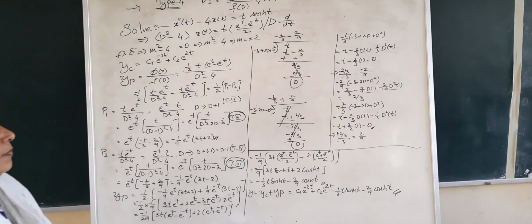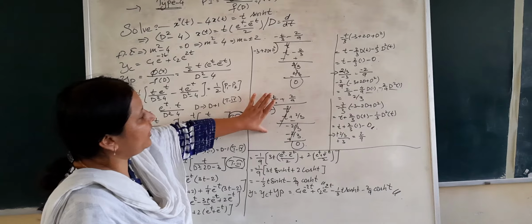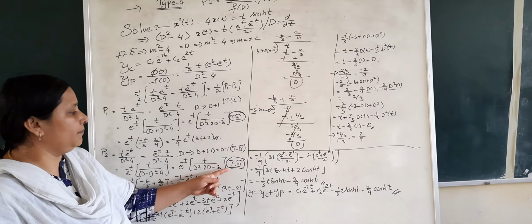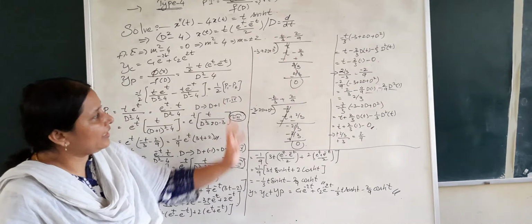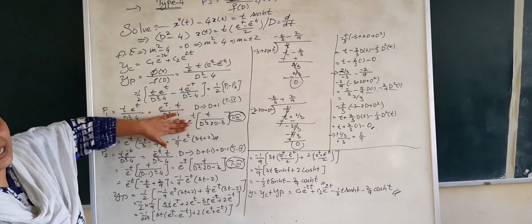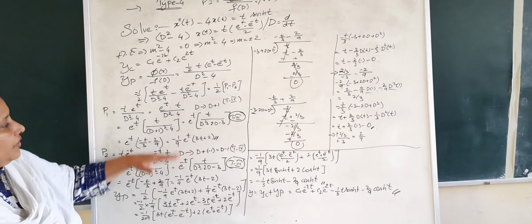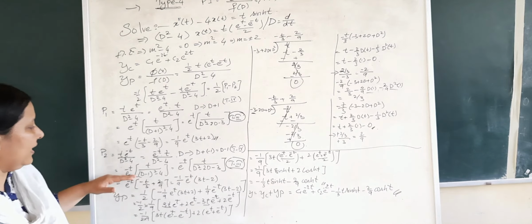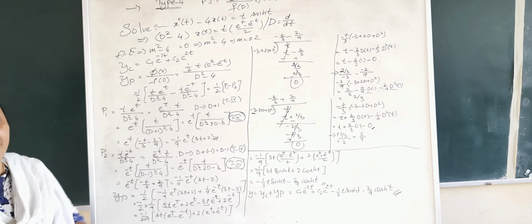Understood? You got to be very careful. Both of these two terms are type 3 only. I have mentioned here, see. So you have to apply type 3 separately. First step type 4, second step type 3. Again coming to the second part of the yp, we again have to apply first step type 4, again second step type 3. Understood guys?